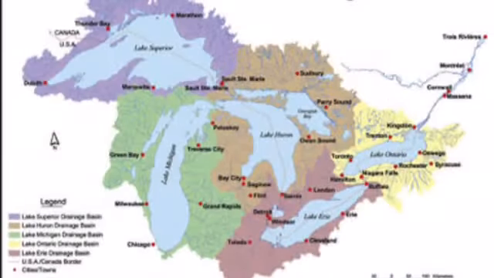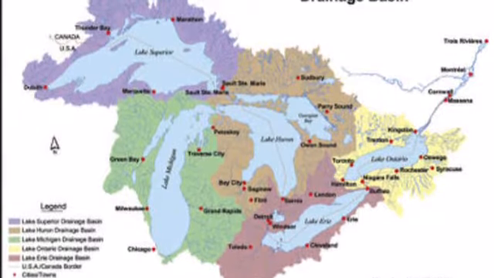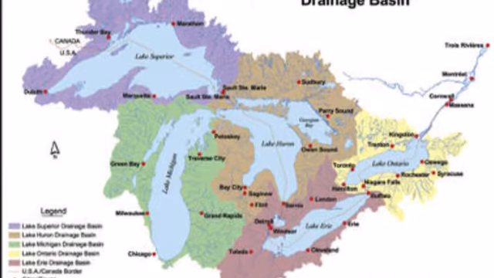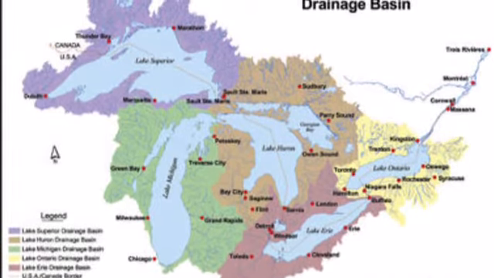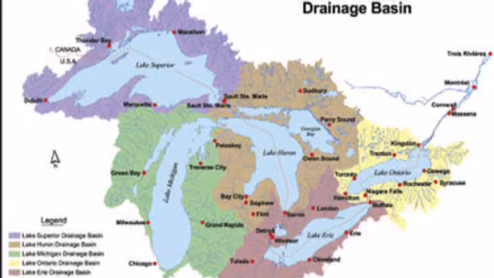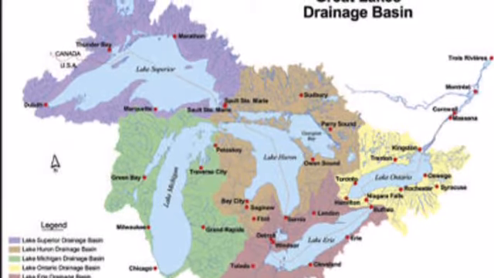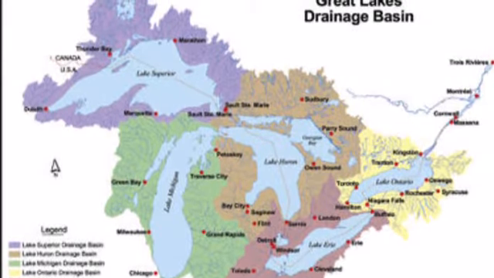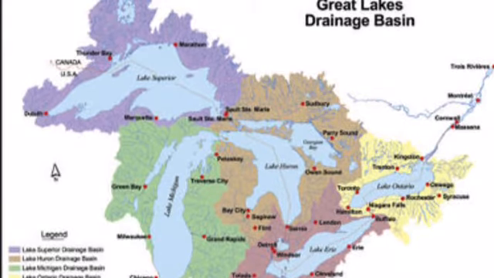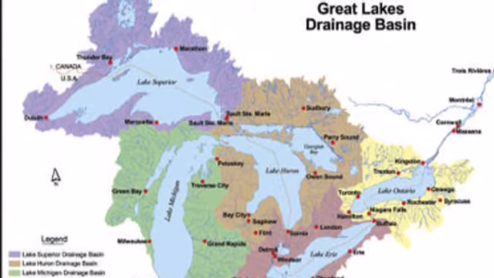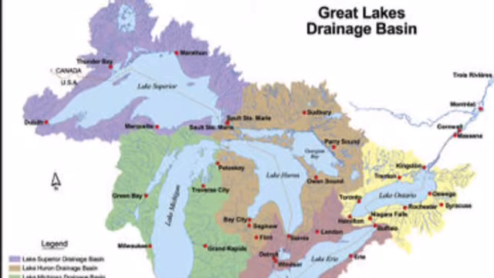So let me show you a picture of a divide. This here is a visual of the Great Lakes Drainage Basin. You will see that each boundary between two colors separates the different drainage basins from one another. So that is where you have a divide, the boundary between the two different colors.